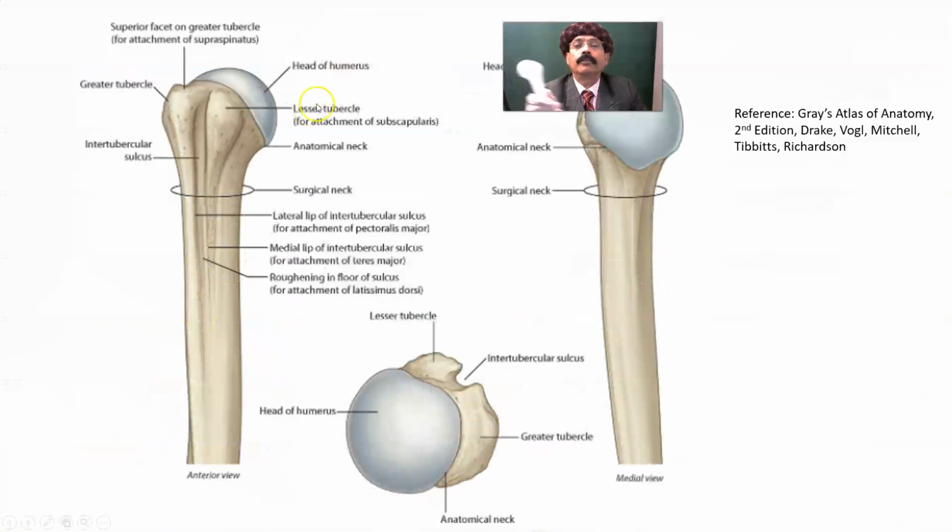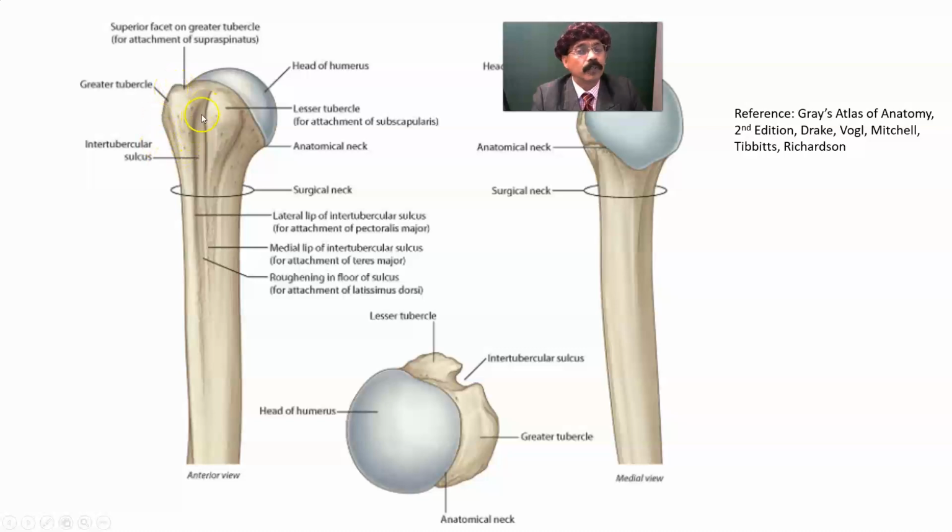We have just discussed that this is the lesser tubercle. Here is the insertion of the subscapularis muscle. The subscapularis muscle is innervated by the upper and lower subscapular nerves. This is the greater tubercle. We have 3 facets: the superior facet, then a bit posteriorly the middle facet, and the inferior facet, for the attachment of the supraspinatus, the infraspinatus and the teres minor muscles.